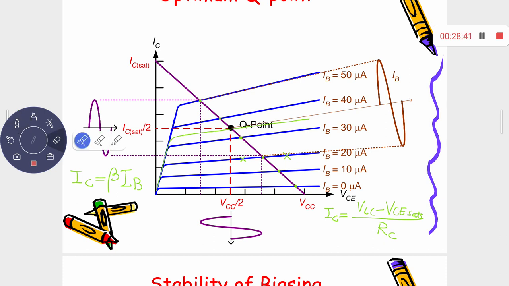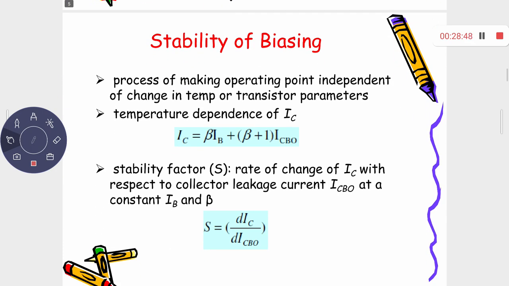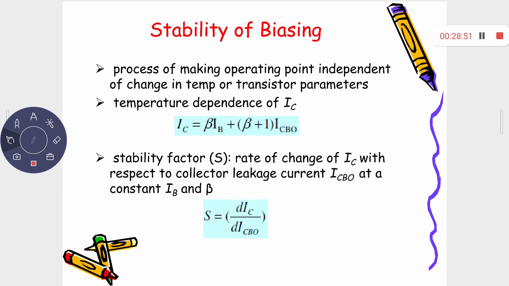Now let's take a look at some of the very well-known biasing techniques. Last day I told you that whenever I fix a particular IC value, ICQ or VCEQ, it should be very stable. What do you mean by stability? If the temperature is changed, or if you replace the transistor, you should expect that the Q point must not shift. We have to place it in the middle, and at the same time be sure that with the change in temperature, this Q point doesn't vary.